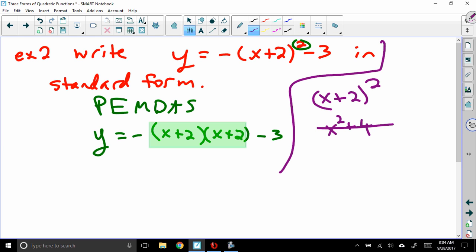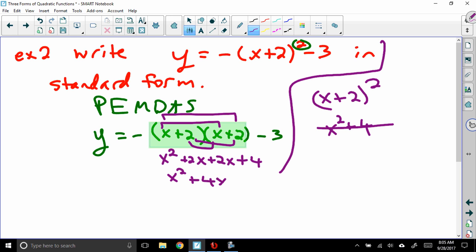So when we FOIL, we multiply the first terms, so we get x squared. We multiply the outer terms, which gives me plus 2x. The inner terms also give me plus 2x. And the last terms' product gives me plus 4. So that ends up equaling x squared plus 4x plus 4.